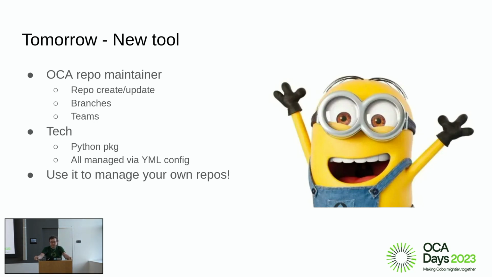Also, we will be able to manage teams. We don't need anymore to send an email to the contributors mailing list. We just create a PR, then everyone can vote, and when we merge it, you will be automatically asked to join the group. How is it done? Well, we use a Python package that we created for this, and all the configuration is done with YML files.